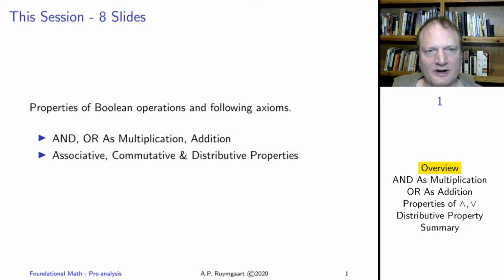Hello and welcome back. We have just two topics to cover in this short session: Boolean multiplication and addition and their properties. So we'll see that the Boolean AND operation can be viewed as multiplication and the Boolean OR operation can be viewed as addition. And we will look at that and compare the properties of these operations to the properties of addition and multiplication on natural numbers.